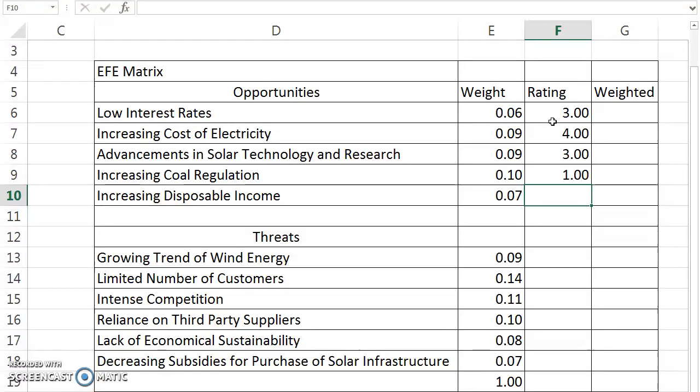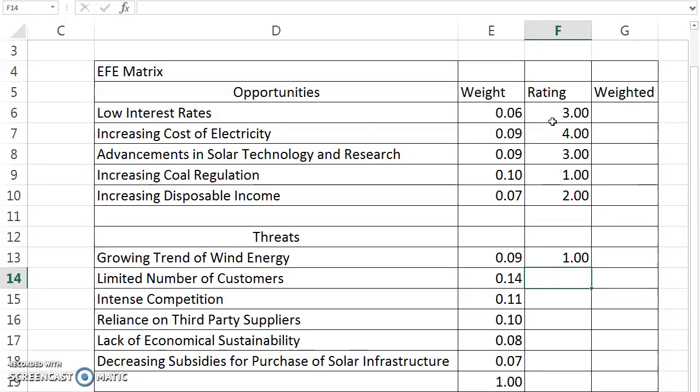Increasing disposable income. Have they started marketing to middle income people because the income's been going up, and their distribution outlets? If I find information that supports they've responded the same way everyone else has, I'll give them a 2 for average. Growing trend of wind energy. How have they responded? Let's assume my research says they have responded poorly. I'll give it a 1.